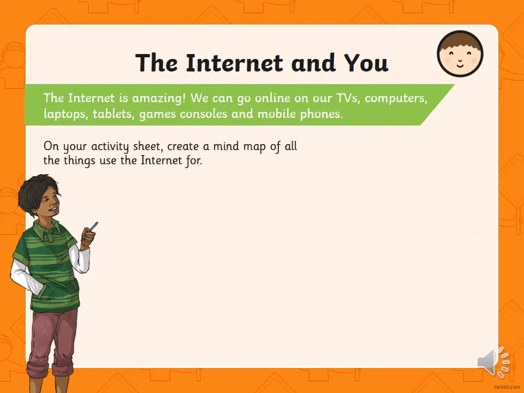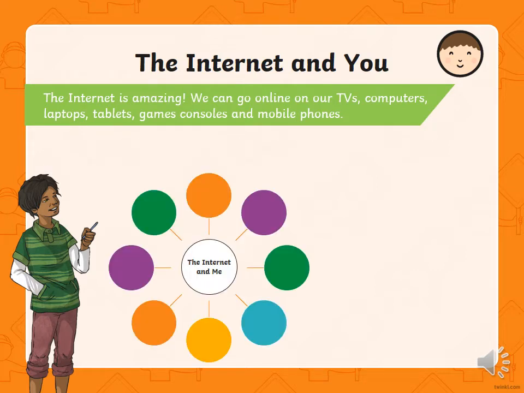What you're going to do is on your sheet, I want you to create a mind map, like a spider map, of the things you use the internet for. What do you yourself use the internet for? Whether it's on your laptop, on your mom or dad's phone, your iPad, whatever it is that you use, what do you use the internet for? Pause the video for a minute, have a think, and then write down a few things you use the internet for, and then we can move on.